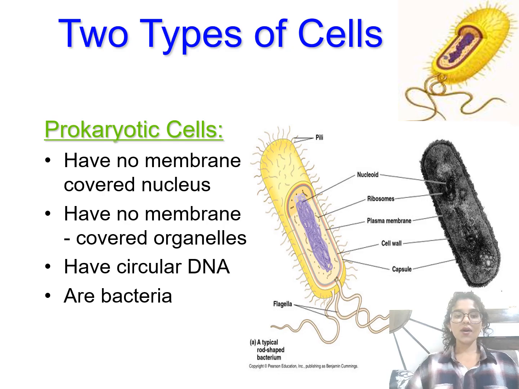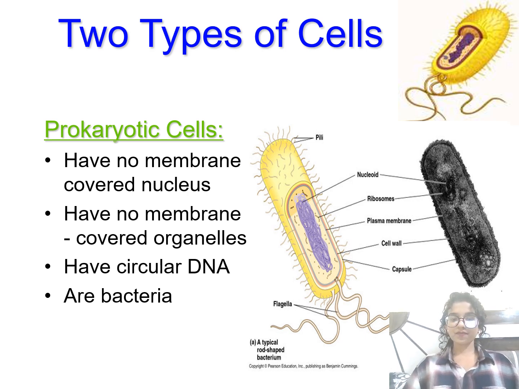Let's discuss further. Okay, the prokaryotic cell. It does not have a membrane covered nucleus. The nucleus is just scattered in the cytoplasm. The other point, it has no membrane covered organelles. Third, it has a circular DNA and they are basically present in bacteria. Look, in this structure you can see a structure, pili. Pili are basically present for the movement of cells.